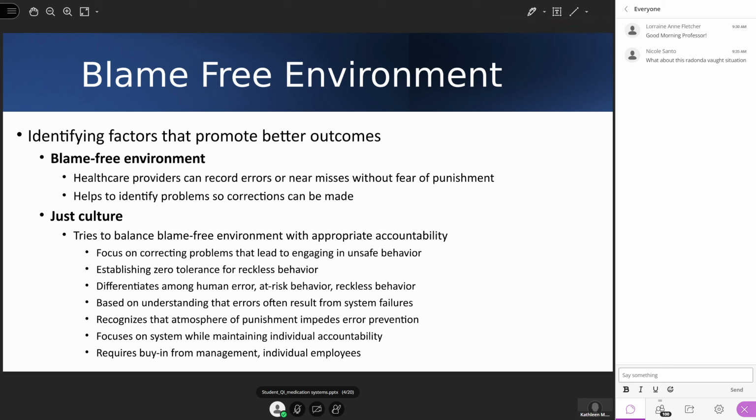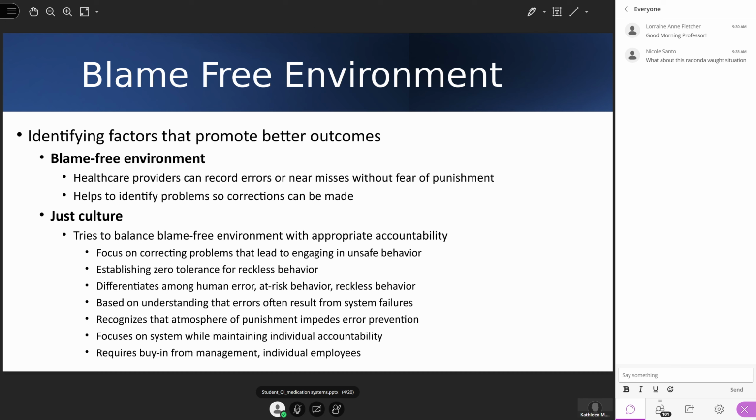Okay, so just culture tries to balance the blame-free environment with appropriate accountability. I want you to lock onto this screen, because this is very important. I put it here for a reason, because I feel like you really need to know what this means. So basically, we're going to focus on correcting the problem that leads to engaging in unsafe behavior, and establishing a zero tolerance policy for reckless behavior, because it doesn't mean that whenever you make an error, it's not a big deal. It's a very big deal.